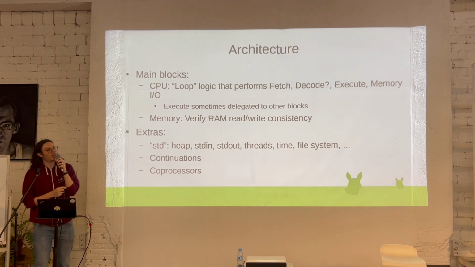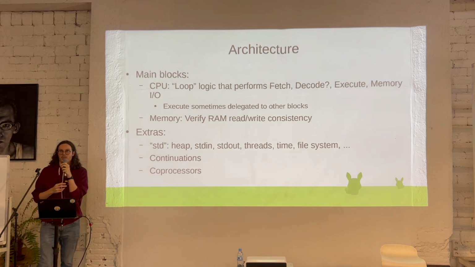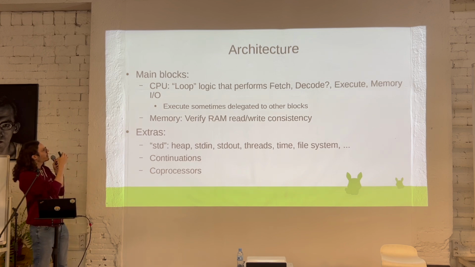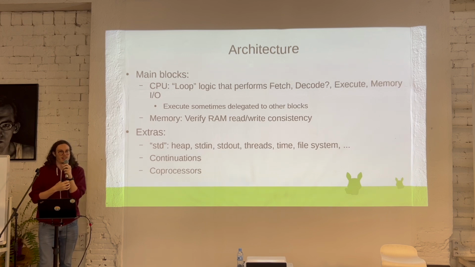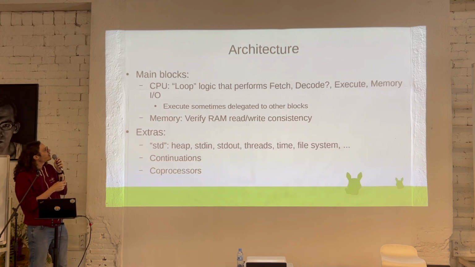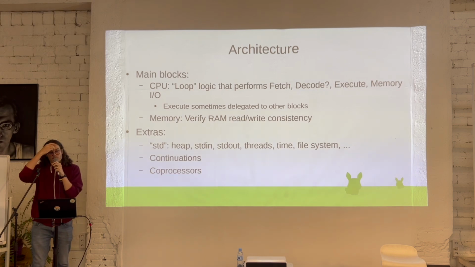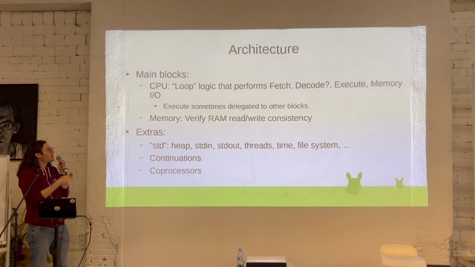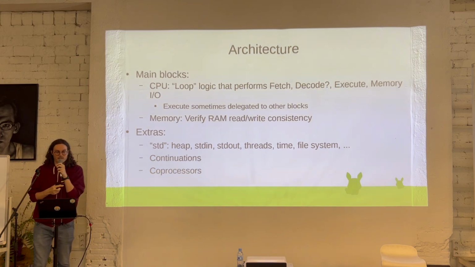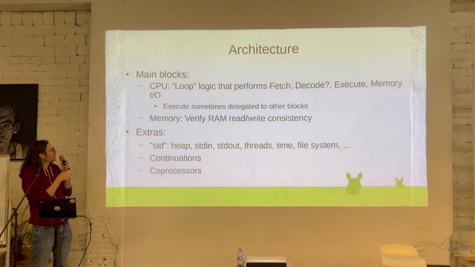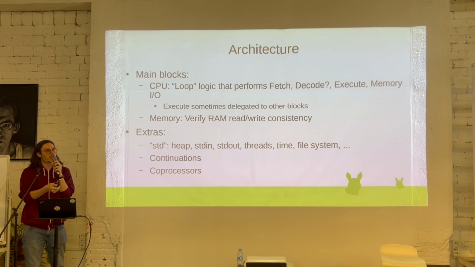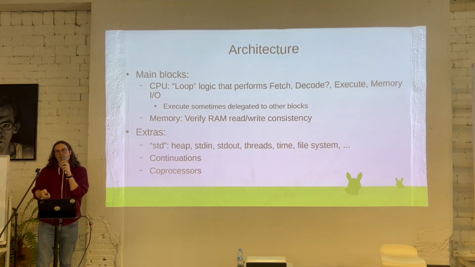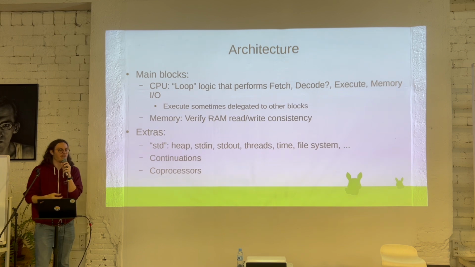Okay, now let's take a quick look at how the architecture of these projects looks. In fact, I want to mention that this architecture also applies to zkEVMs, which are a special kind of zkVM. So usually we will find 2 main blocks. One is the CPU, which performs a basic loop to fetch, decode, execute, and do memory reads and writes. And we also need another block for memory, to be able to prove that every read to an address has the same value as the previous write to the same address.